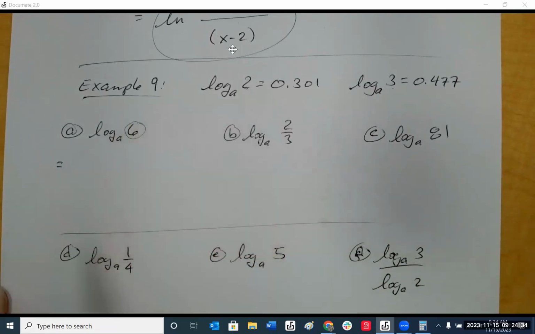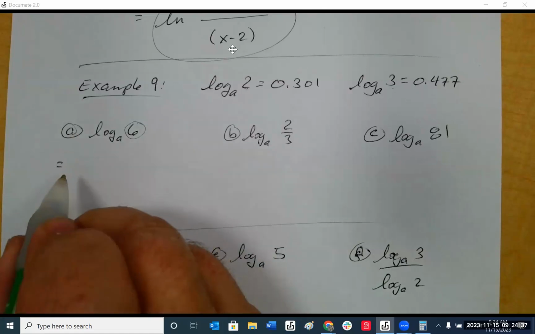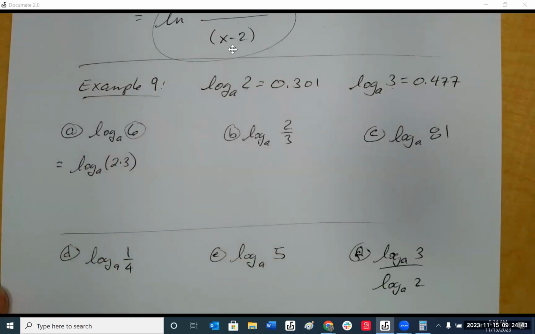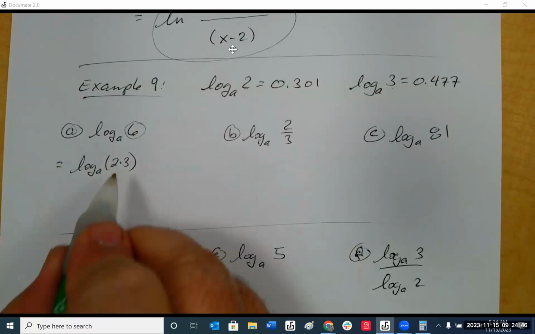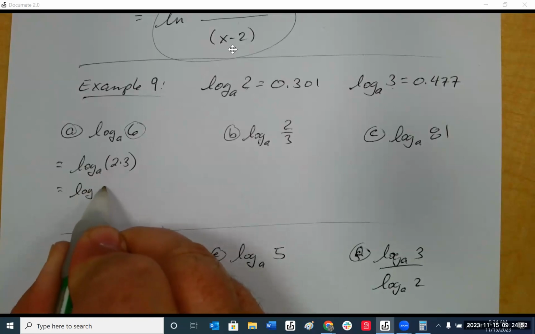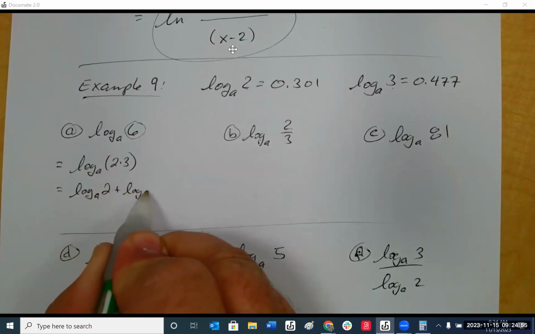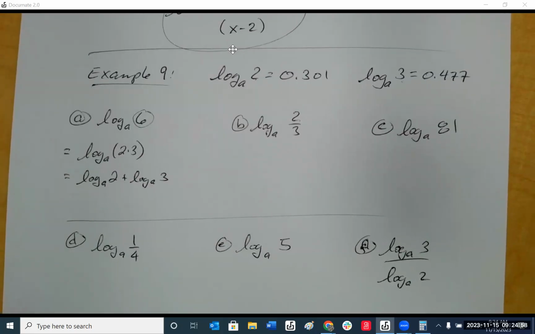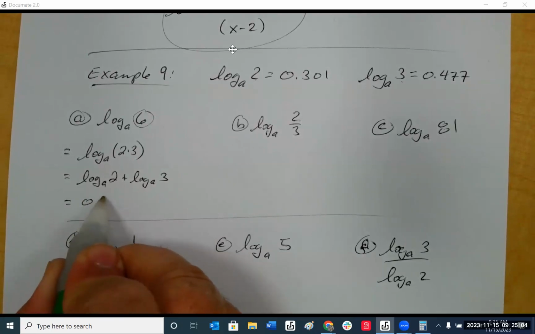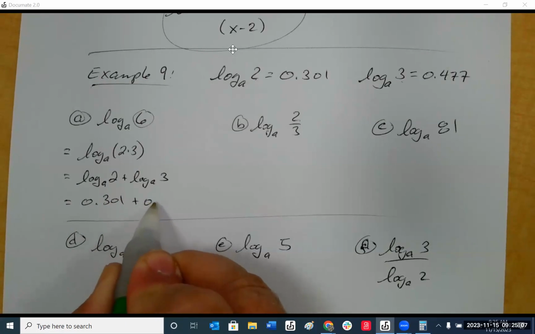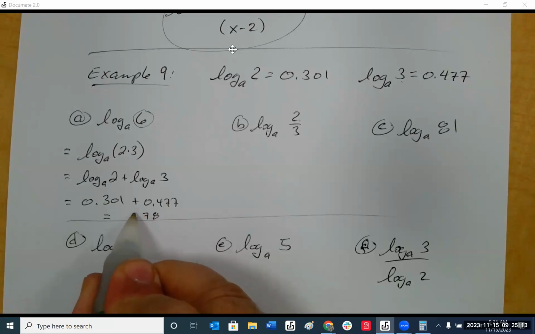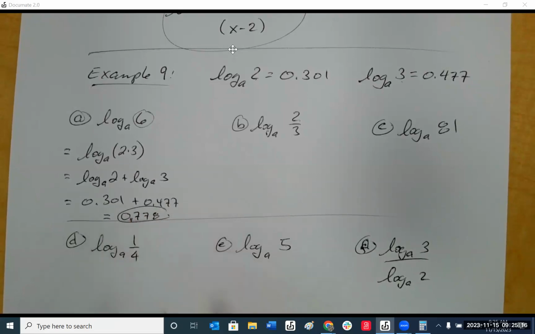So let's rewrite this. What is 6 made up of? 2 times 3. Log base a of 2 times 3. Since it's multiplied, it's a product rule. So now we have log base a of 2 is 0.301 and log base a of 3 is 0.477. All we do is add those two numbers together. It's 0.778.